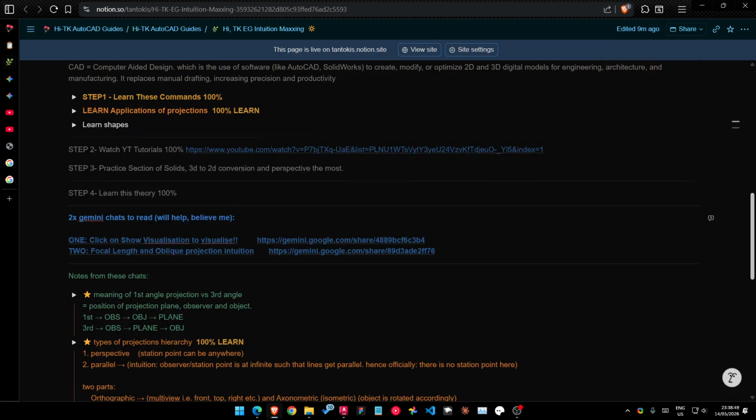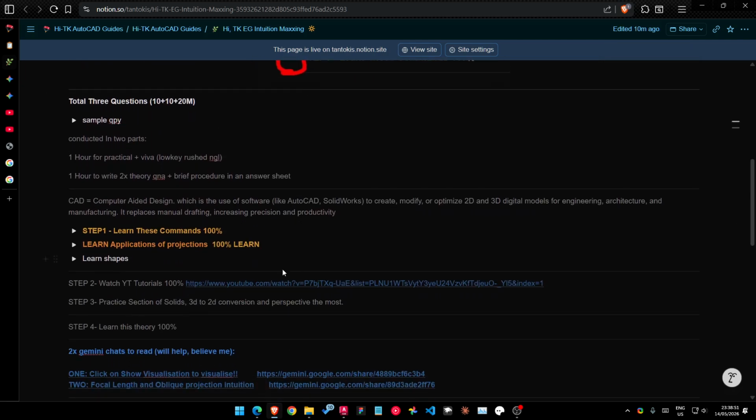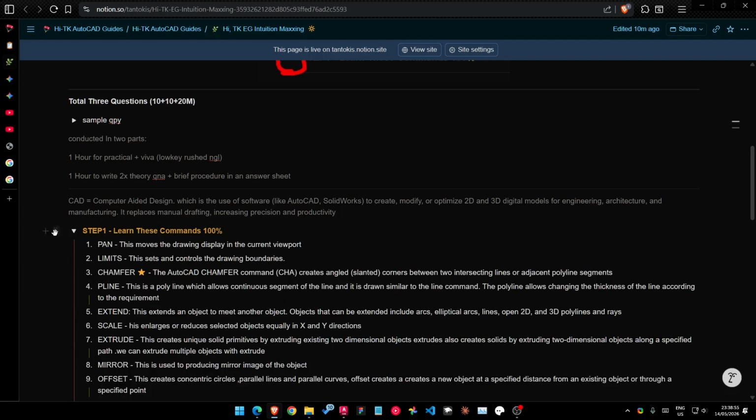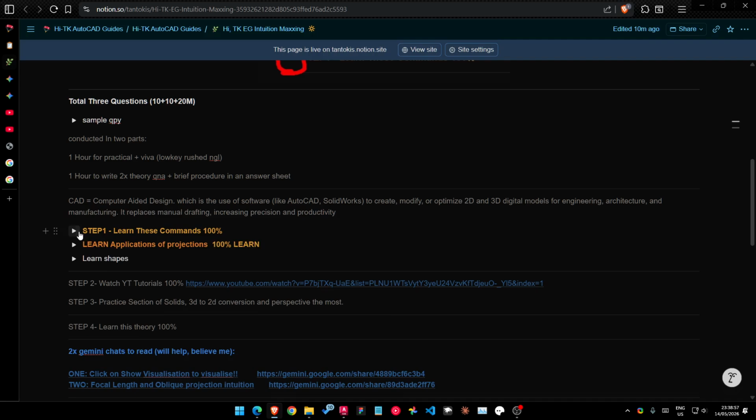By the way, a quick piece of info: when you're using Notion, you can click on this button to toggle it.